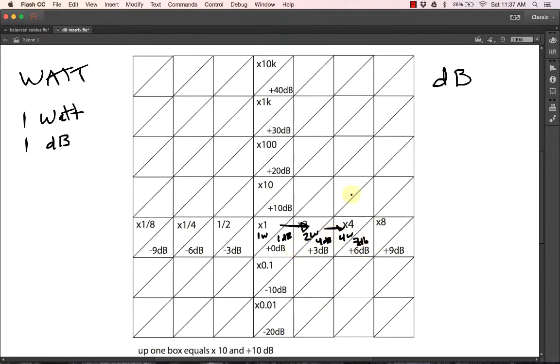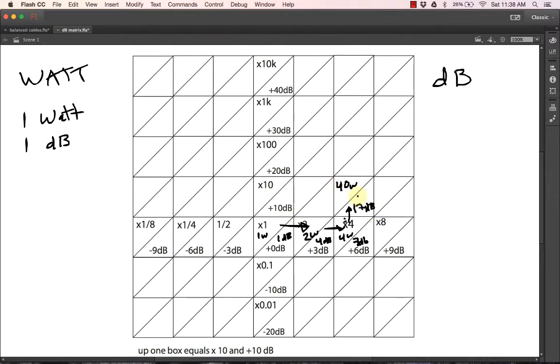Now if I multiply the energy by 10, that means I'm going to move up on this matrix. What's 4 times 10? That is 40. So now I have 40 watts. And what is 7 plus 10? That's 17. 17 decibels.